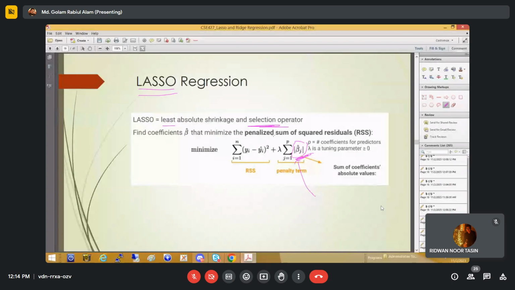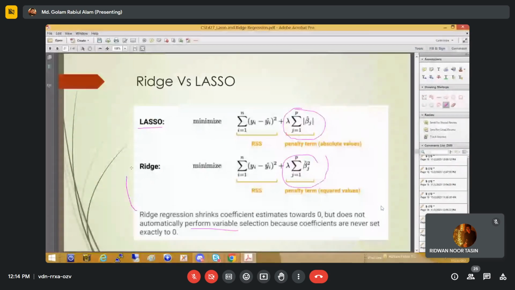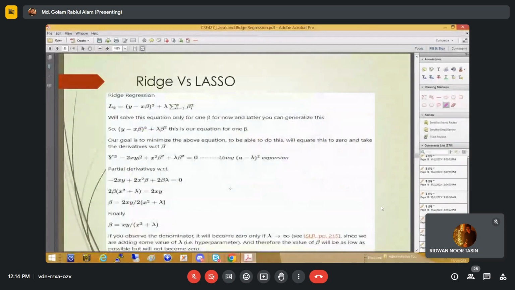So here is the differentiation. One proof is there. That is why ridge regression cannot make the 0. That is, the beta value cannot be 0. Why? We can see that if we work through these things.